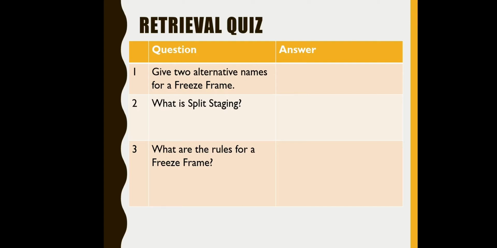The first task as you are entering the room is to complete the retrieval quiz which is on the board. Question 1. Give 2 alternative names for a freeze frame. Question 2. What is a split stage? 3. What are the rules for a freeze frame? Remember to answer in full sentences.